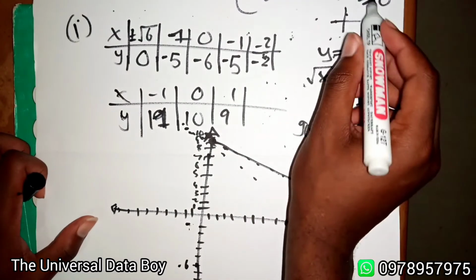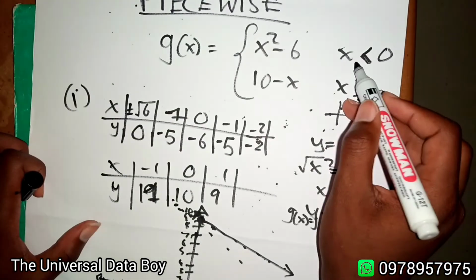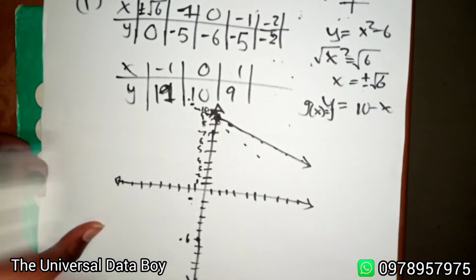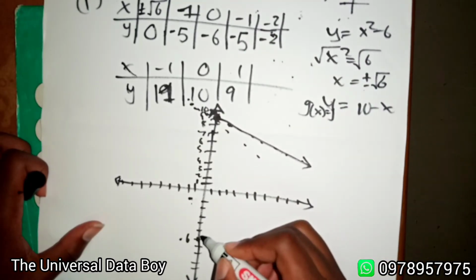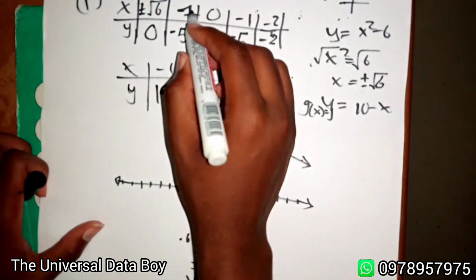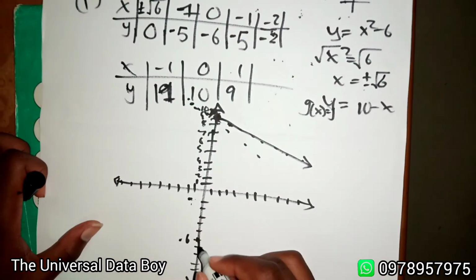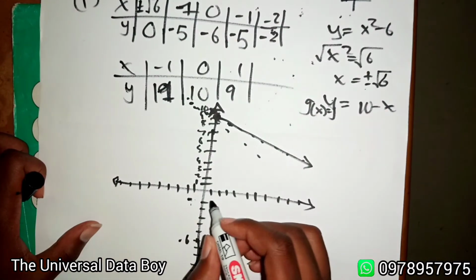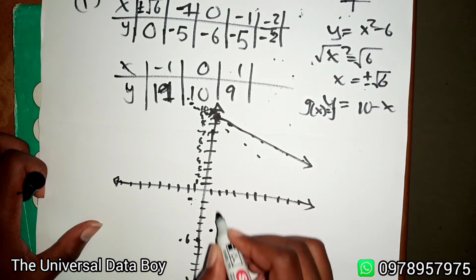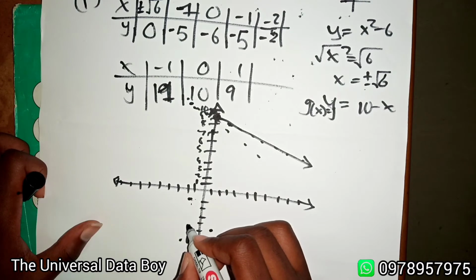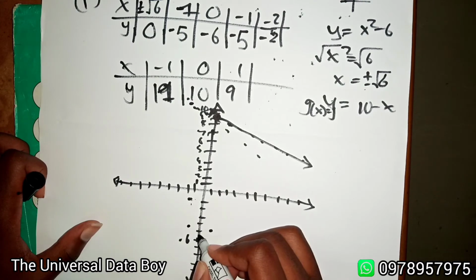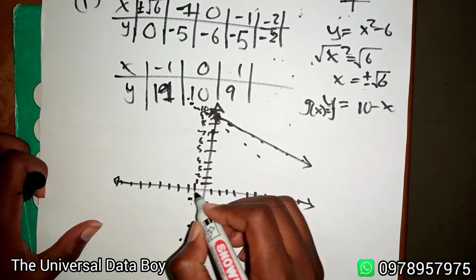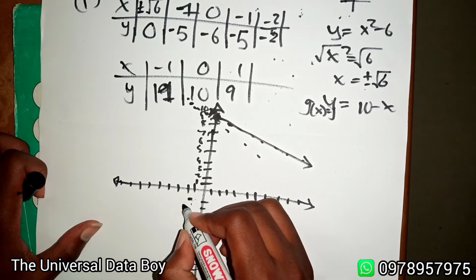Then this one is for values of x that are less than 0. Values of x less than 0. So now we are going to have our points: 0 comma negative 6, then 1 comma negative 5, then negative 1 comma negative 5, then negative 2, so our negative 2 is somewhere there, comma negative 2.